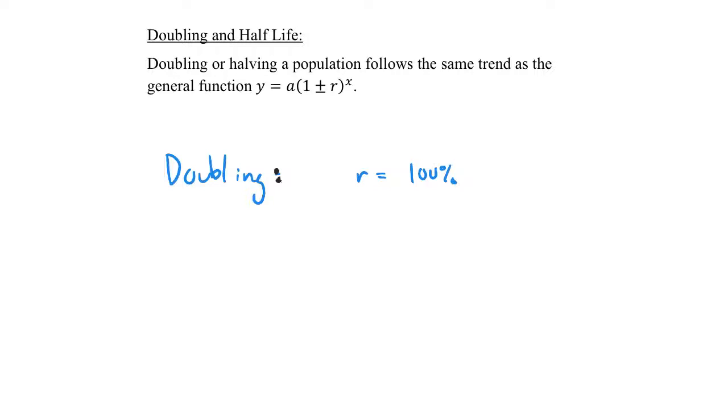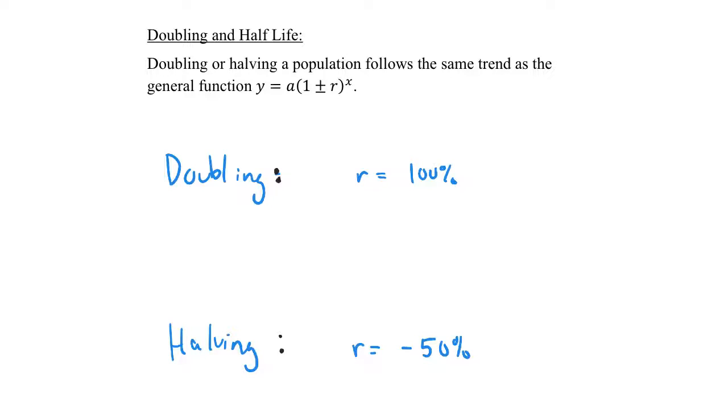Before I go on to write the formula, let's talk about halving. When you have something, what's the rate? And now obviously it's not an increase, it's a decrease. But if I have something, what percent am I taking away from it? 50%. So my rate here is negative 50%.